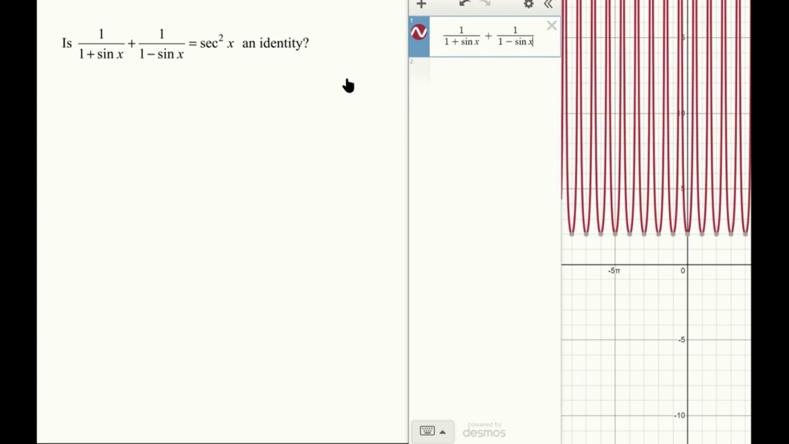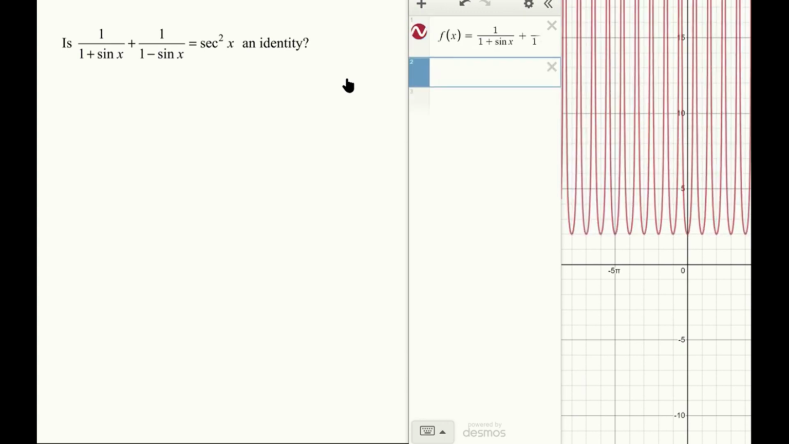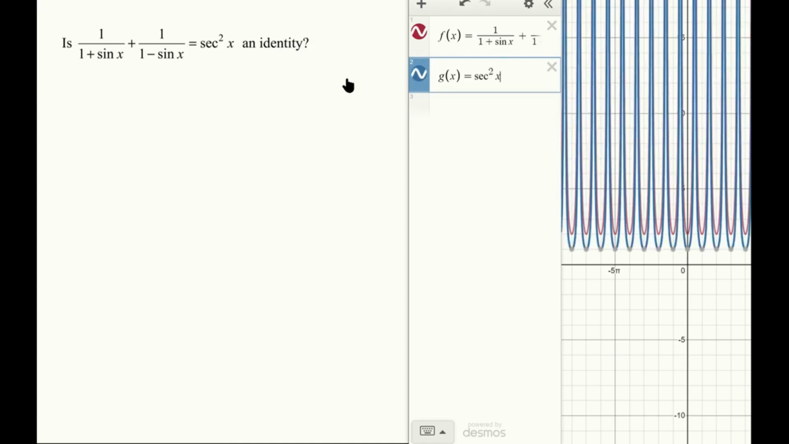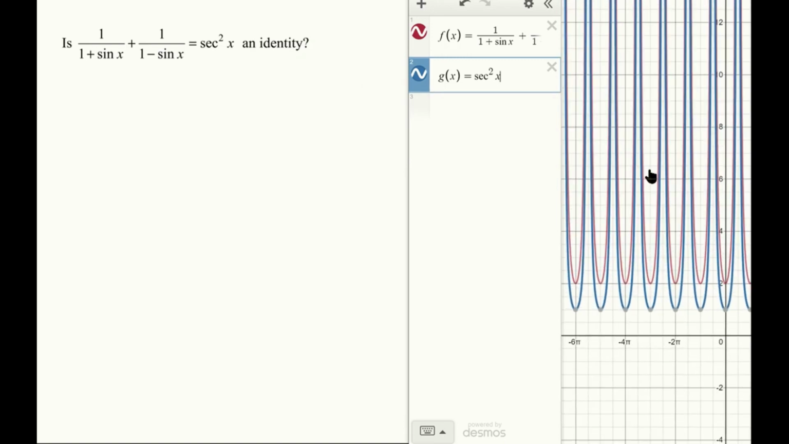Now on the next one, we're going to graph the right side of the proposed identity. We're not sure if it is. So we get g of x equals secant squared x. Okay, now this time we notice that the graphs did not overlap.